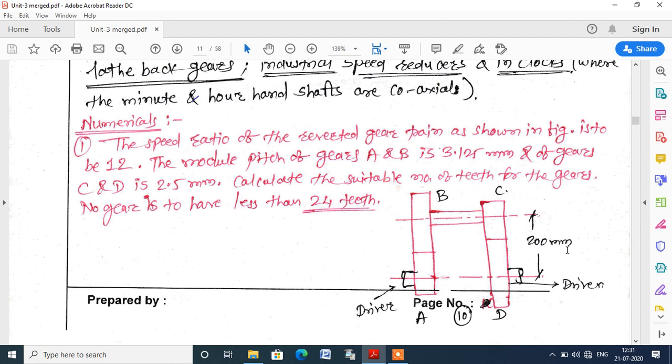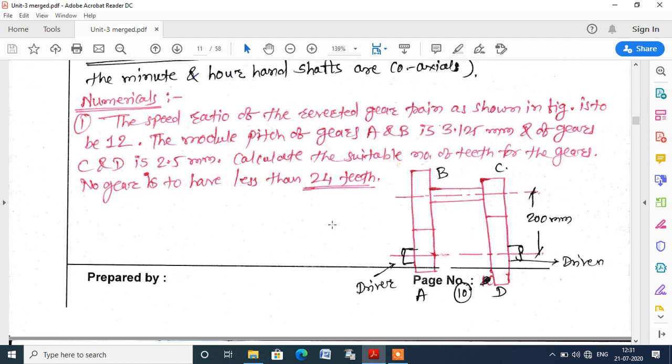Now, welcome to the next module of Theory of Machines 2, that is gear trains. Last class we have seen the reverted gear train, how exactly this will work. Now, we will see the numerical on this. So, write down this numerical in your notebook.